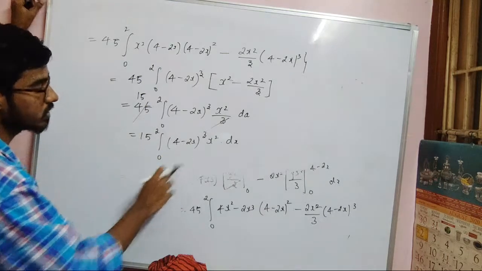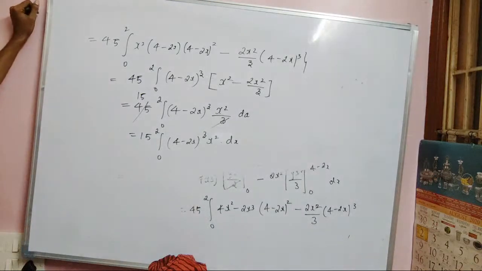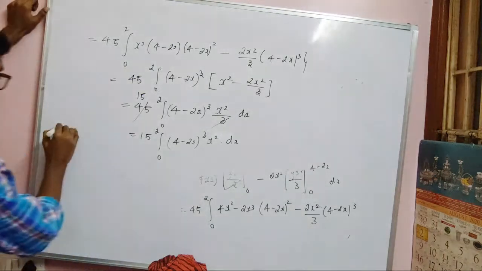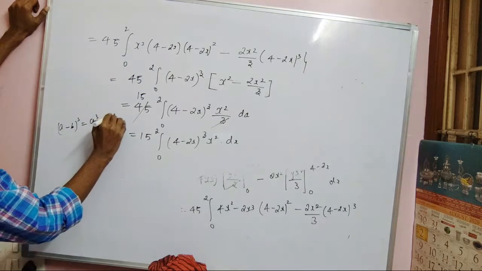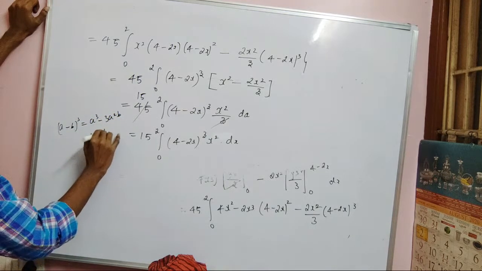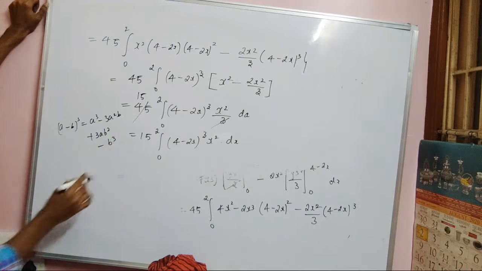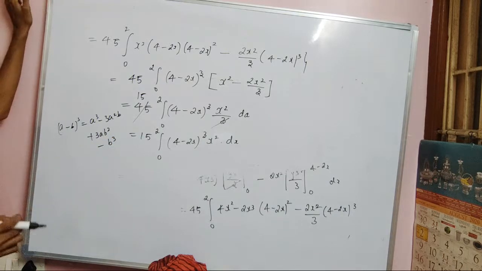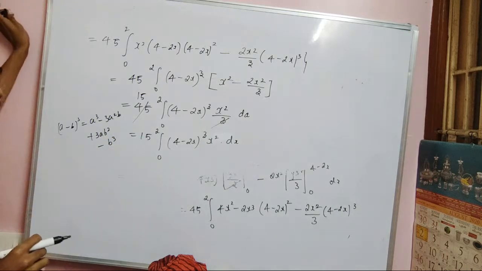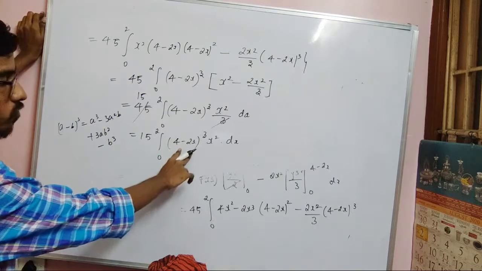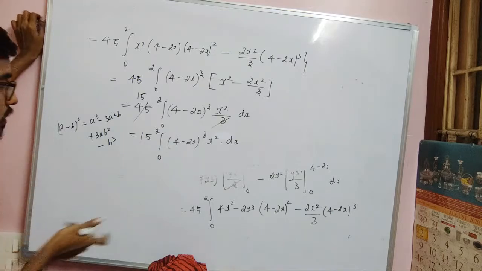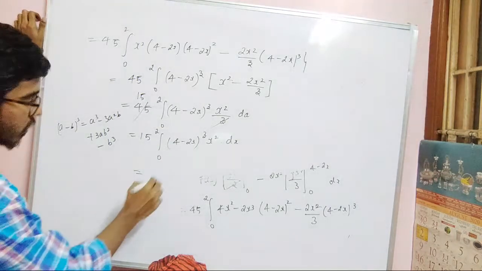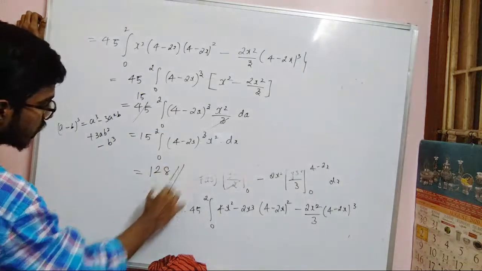We need to apply the (a minus b) whole cube formula, right? So a cube minus 3a square b plus 3ab square minus b cube. So here a is 4 and b is 2x. So I think you can do it now, right? There will be 4 terms here and then you multiply x square to all the 4 terms and just find upper limit minus lower limit. You will get the answer to be equal to 128.